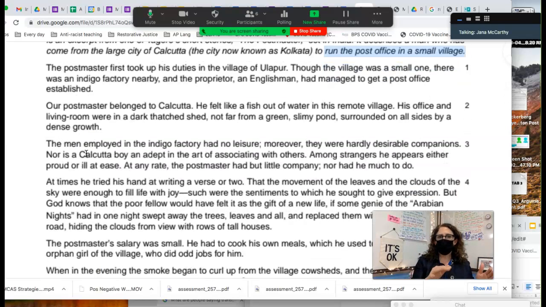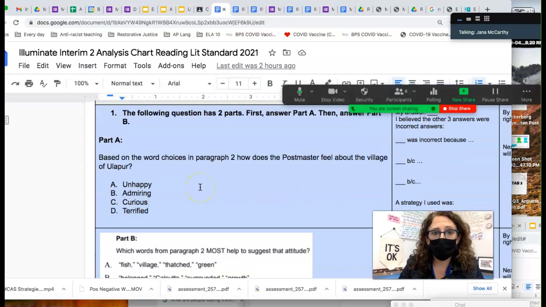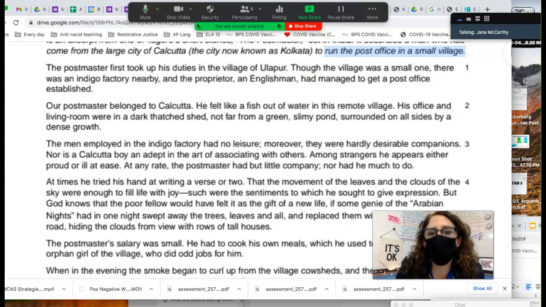Our postmaster, this guy, belonged to Calcutta. We just learned that Calcutta was the large city. Our postmaster belonged to this large city. He felt. Now the question is asking us, how does this guy feel about his new small village? I see the word felt. So what did he feel? He felt like a fish out of water. So unhappy.